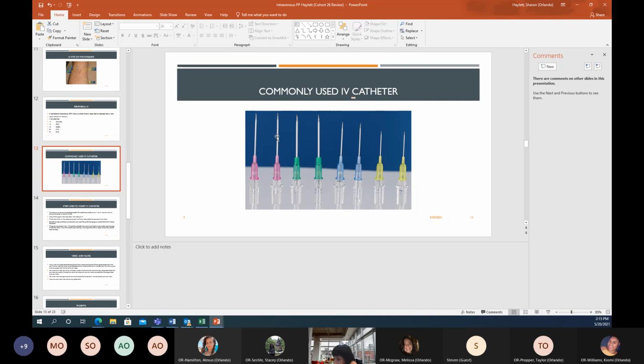Commonly used IV catheters. These are the colors, as you can see: 20, 18, 22, and 24. A 24 is used especially if the patient is an older person, or has cancer and bad veins, and it's hard for you to find a vein. In a child they also use a 24, but the others are used on regular adults.